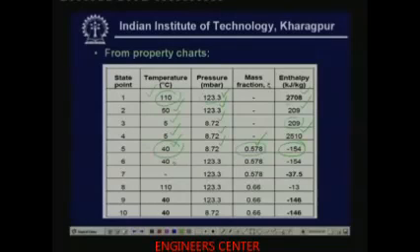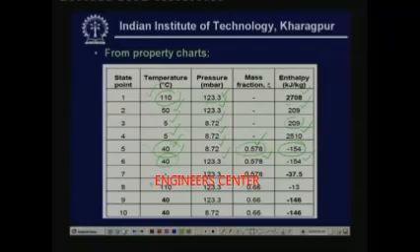Now, point 6 is nothing but the exit of the solution pump, and if you assume that the solution pump work is negligible, then the enthalpy remains the same as the inlet enthalpy. That is the reason why we have taken enthalpy as minus 154, and the pressure will obviously be the condensing pressure, that is 123.3, and there is no mass transfer. So, concentration remains the same, that is 0.578. And point 7 I will explain to you.